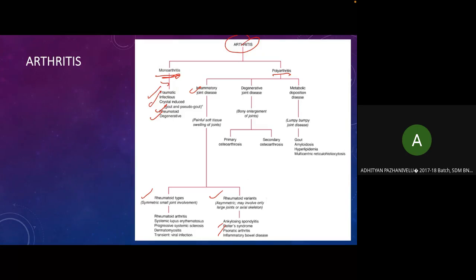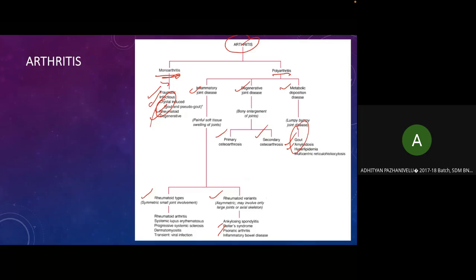Then you have degenerative. Degenerative is wear and tear, where there is primary osteoarthritis, that is with age, and secondary arthritis because of some cause. And then we have metabolic, like gout, amyloidosis, and all that. Gout comes, as you can see, in both mono and polyarthritis, because gout can involve only a single joint. Usually, it commonly involves your great toe at the beginning, and then it can progress to others.